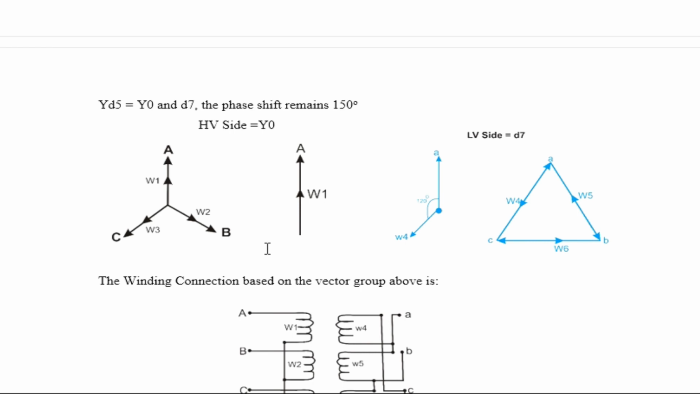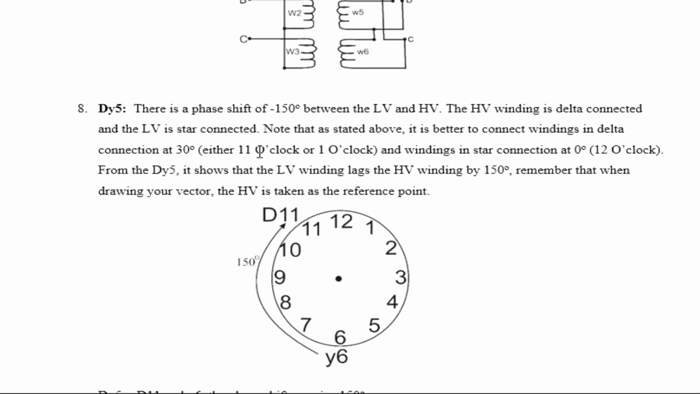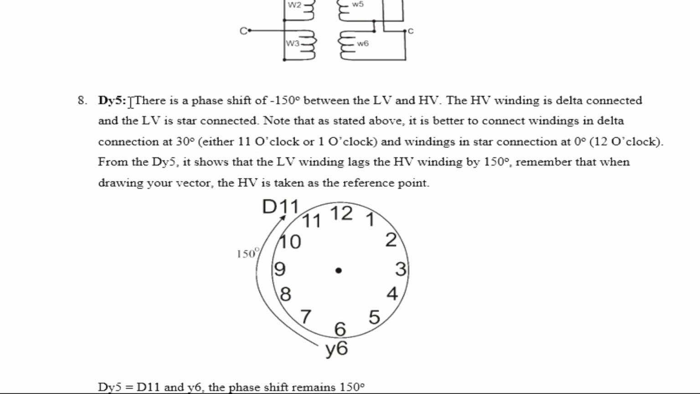So this is how the phasor diagram will be. And we've drawn Y0 before, and we've drawn D7 before. So this is how your transformer windings will be connected. The next one is DY5. DY5, as I told you, we'll take our D11.